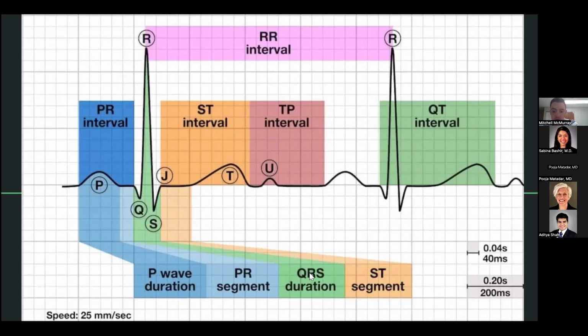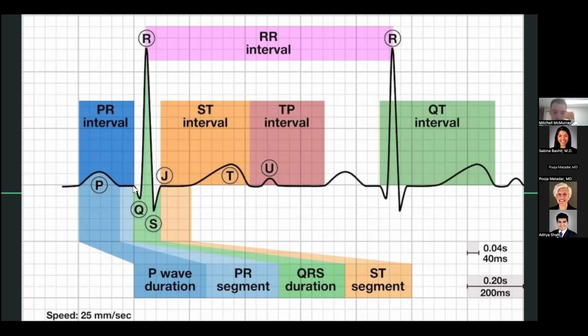Another important thing is the QRS duration here. That's how wide the QRS complex is. Sometimes when people get tachycardias, we'll describe them as wide complex tachycardias, and you'll see that that's from the start of the Q here to the end of the S here. And then another big one is the ST segment, as in ST segment elevation myocardial infarction. That's about the J point here.